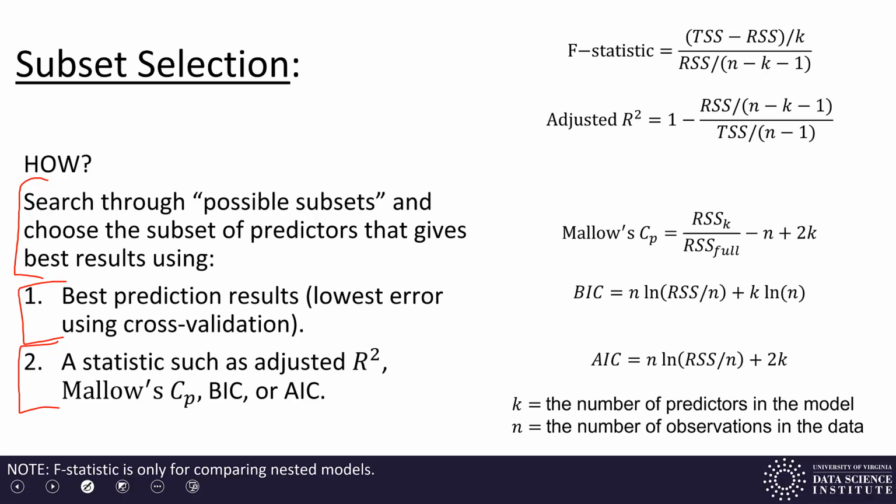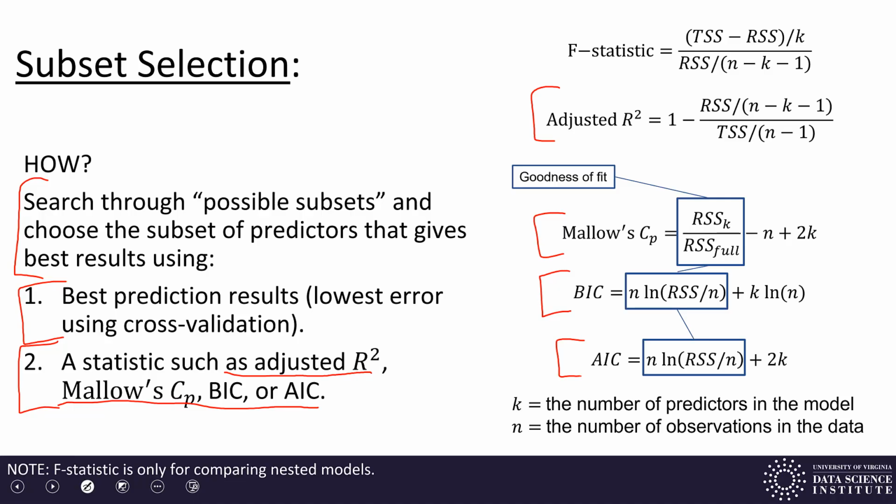You could use an F statistic, but that's really only useful for comparing nested models, so we don't want to include it, right? If you notice in our list here, the F statistic isn't listed because we don't want to use it for comparing non-nested models. You could have adjusted R-squared or Cp or BIC, that's Bayesian Information Criteria, or AIC that we've talked about. If you look at these three at the bottom, they all have a similar structure.